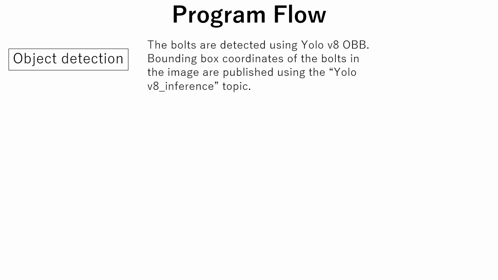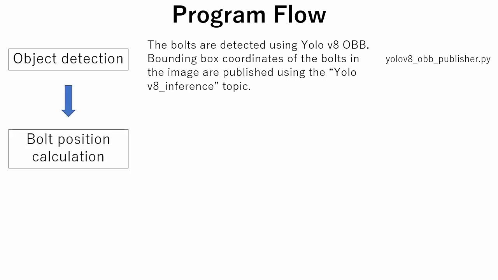Now let's see program flow. Firstly, object detection is done. The bolts are detected using YOLOv8 OBB. Bounding box coordinates of all detected bolts in the image are published using the YOLOv8 inference topic. This is done in the YOLOv8 OBB publisher script.